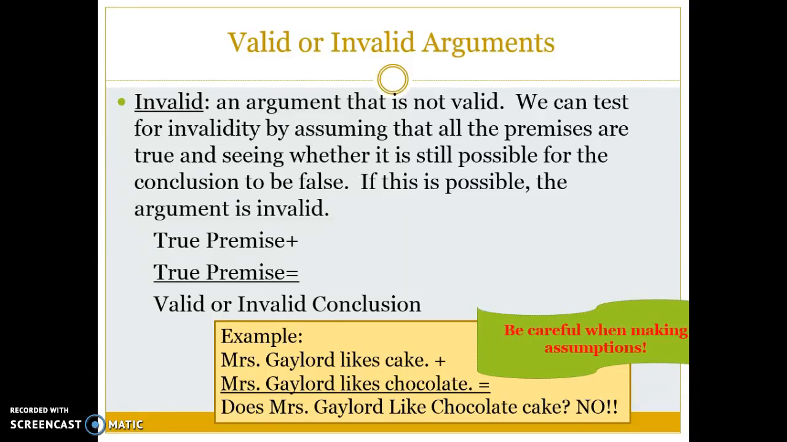And actually, it's true. Mrs. Gaylord does not like chocolate cake. Mrs. Gaylord is not even a huge fan of cake, but I'll eat some. I prefer things like cheesecake. And I do, of course, love my chocolate, but I don't like chocolate cake. I find it very dry for some reason. So be careful when making assumptions. Make sure, again, that your conclusion is and must be true, while your premises are true as well.